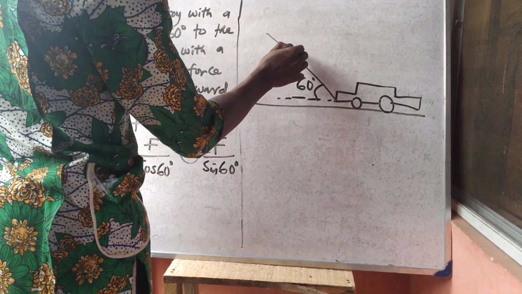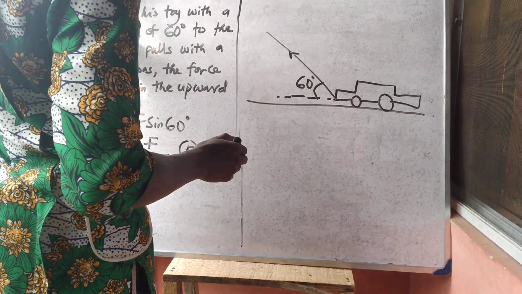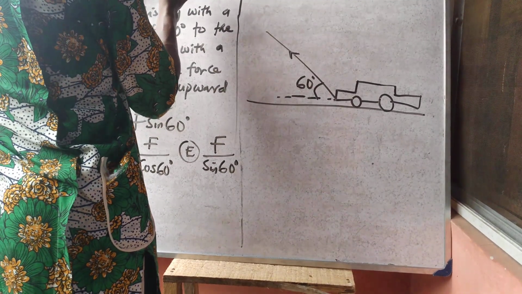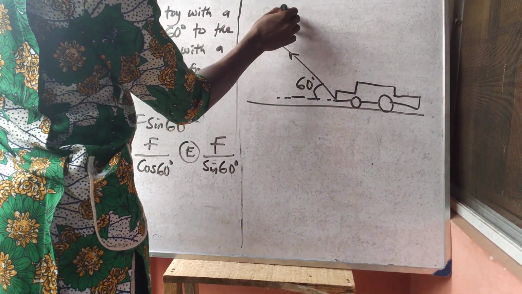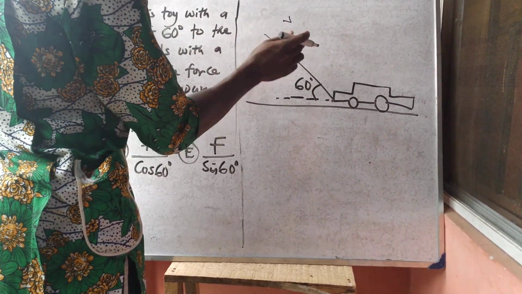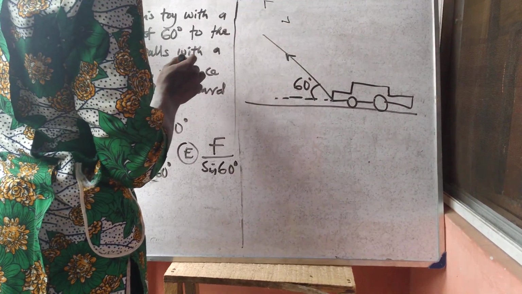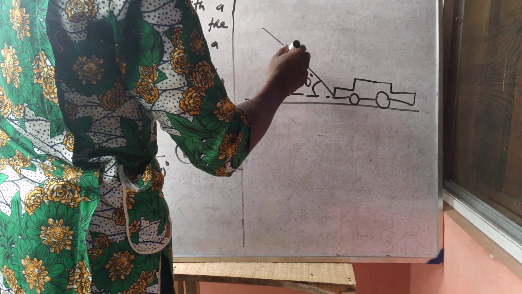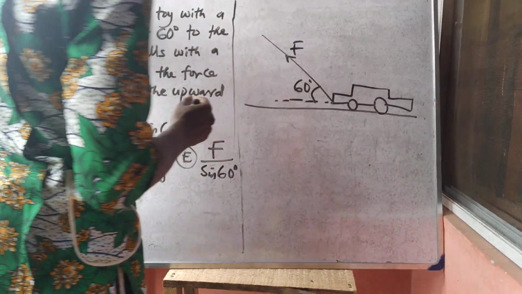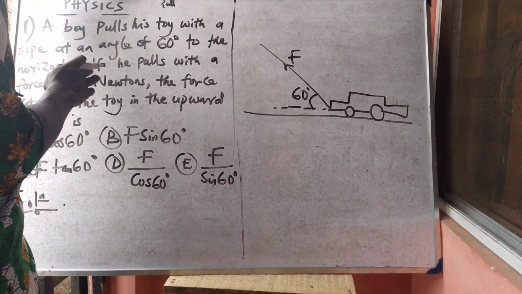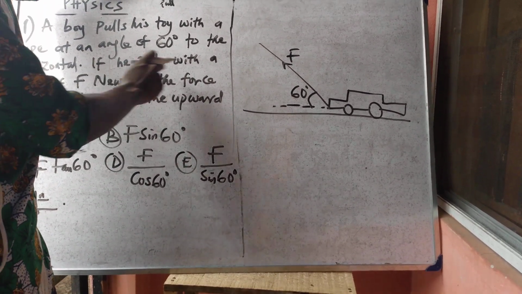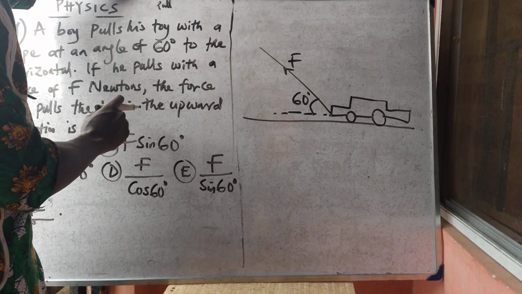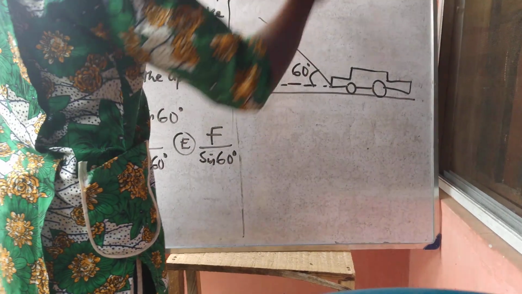Now, this shows you the direction of the vector. A pull, we go this way. Push, we go in this direction, but pull goes this way. Pull is like a drag force, which we can call F. If he pulls with a force F newtons, the force that pulls the toy is in the upward direction.